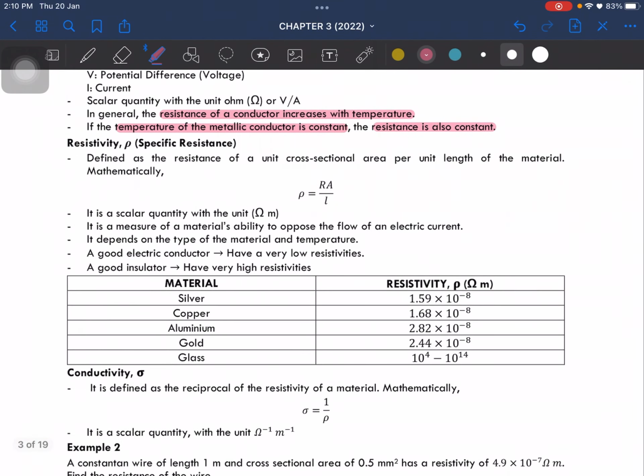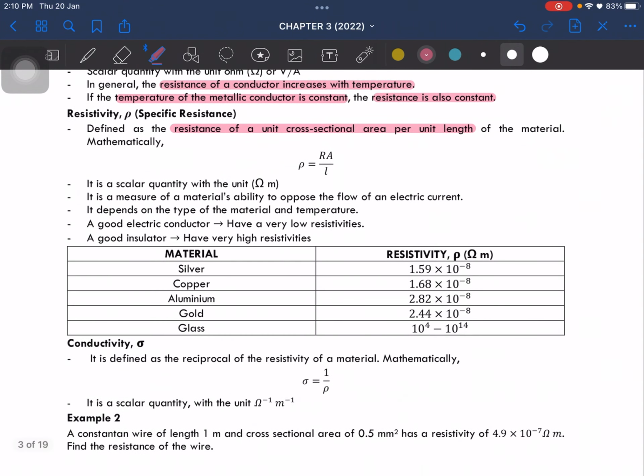Now on resistivity. So resistivity is the specific resistance. It is defined as the resistance of a unit cross-sectional area per unit length of a material. This is calculated using this equation here. So resistivity is a scalar quantity with the unit ohm meter. Don't forget ohm meter.